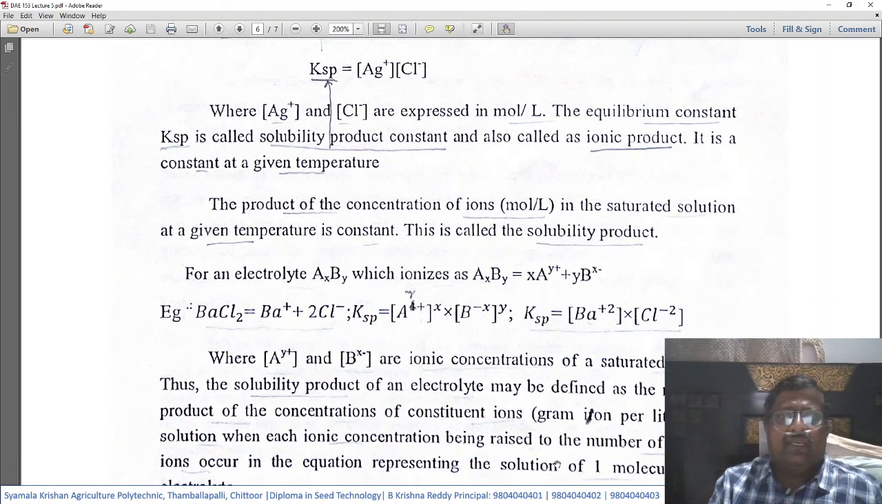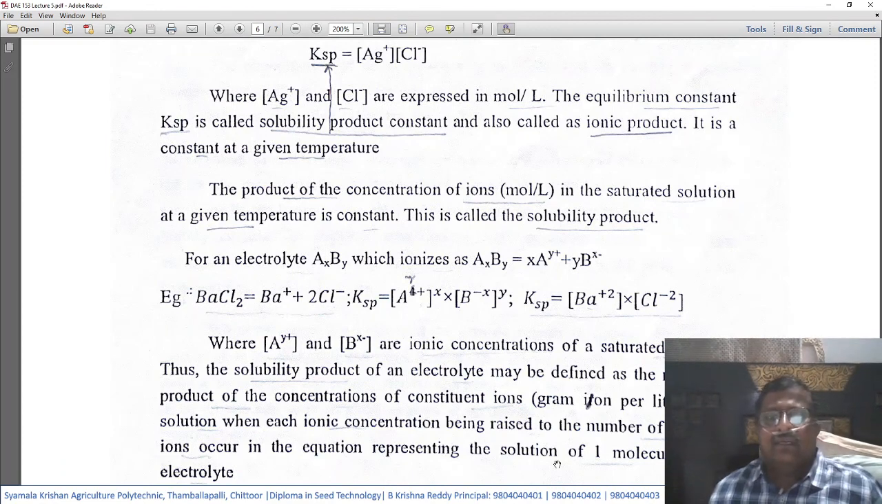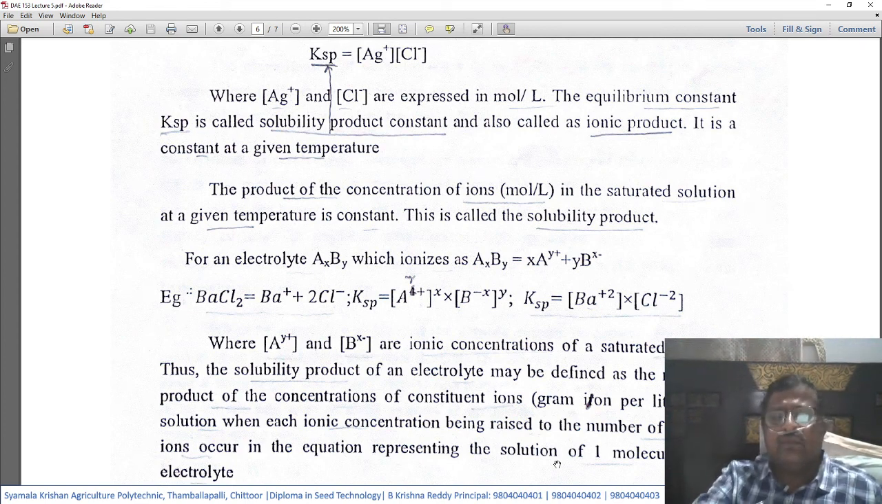The product of the concentration of ions, that is moles per liter, in the saturated solution at a given temperature is constant. This is called the solubility product. So students are requested to remember this definition. What is the solubility product?